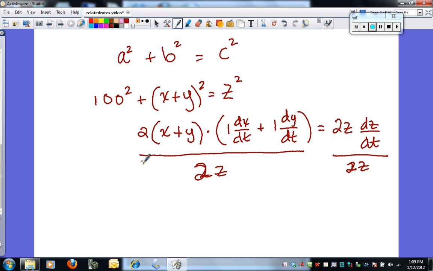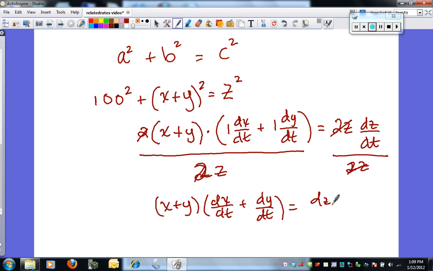There you go. As you can see, this cancels with that, and this cancels with that, and we're left with the quantity x plus y, times dx/dt. I'm not going to put the 1 in there, it's understood, plus dy/dt equal to dz/dt.